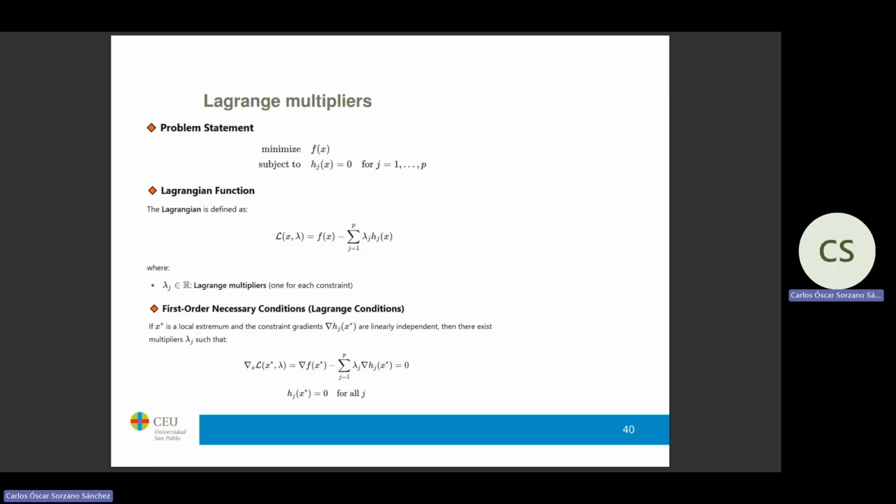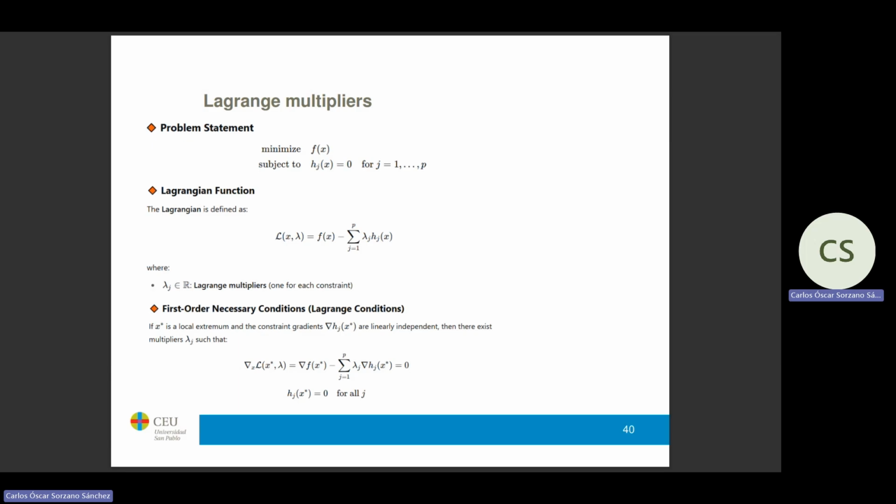Here, the derivative is with respect to x because f only depends on x, so we are not explicitly saying that. So the gradient of f evaluated at that point minus, with respect to x, the lambda is a constant, so it's the sum of all these constants times the derivative of h with respect to x. But h only depends on x, so again we don't have to specify. And it is the gradient of h for the different constraints. And that has to be zero.